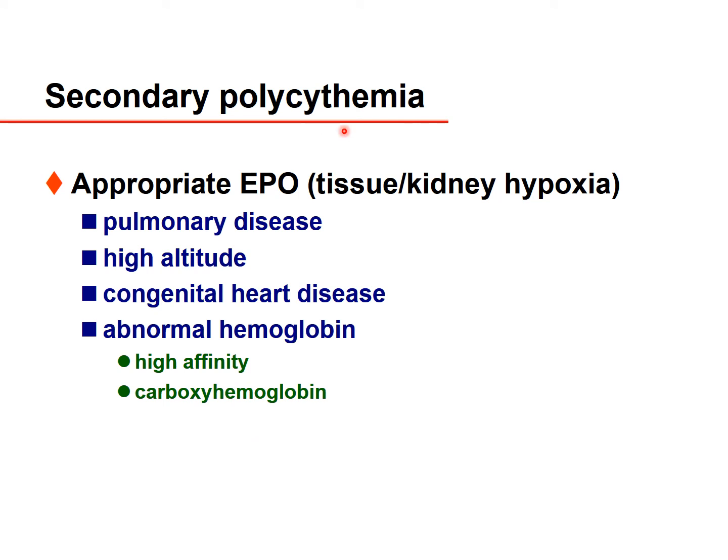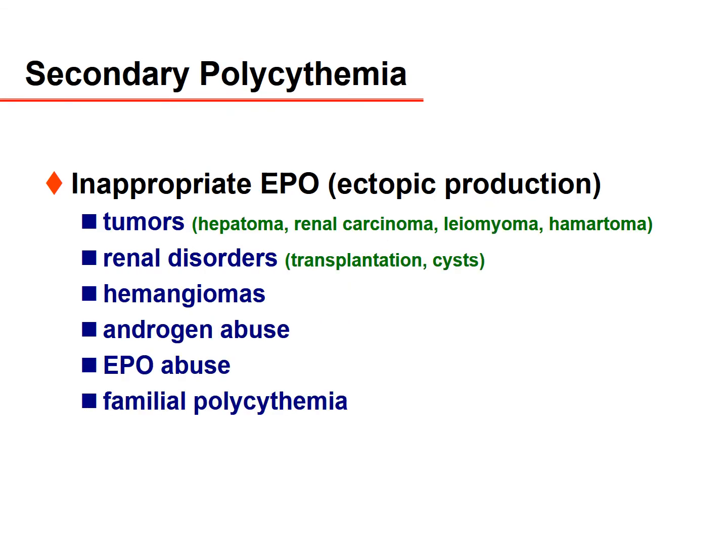Now, the secondary one is very common usually. Usually it's an appropriate EPO response to tissue hypoxia. For example, it is induced by pulmonary diseases, or working or living at a high altitude, or congenital heart diseases, or having abnormal hemoglobin with a higher affinity, for example, that is not dissociating oxygen out, or increased carboxyhemoglobin concentration can increase the EPO, and this is why we have a secondary polycythemia.